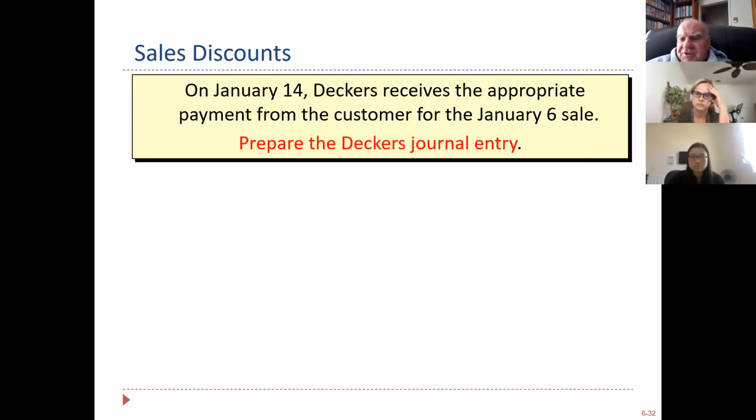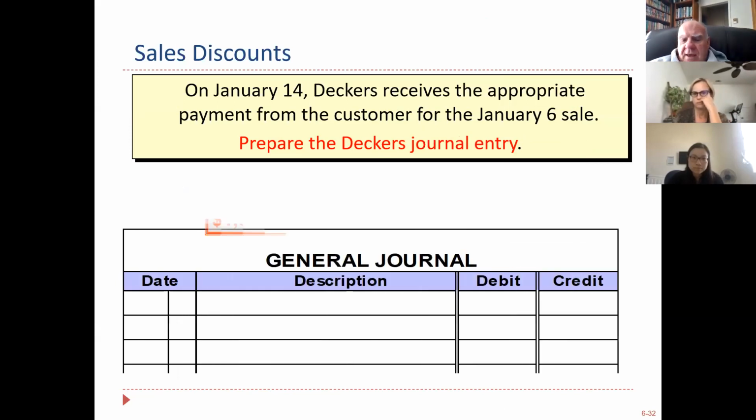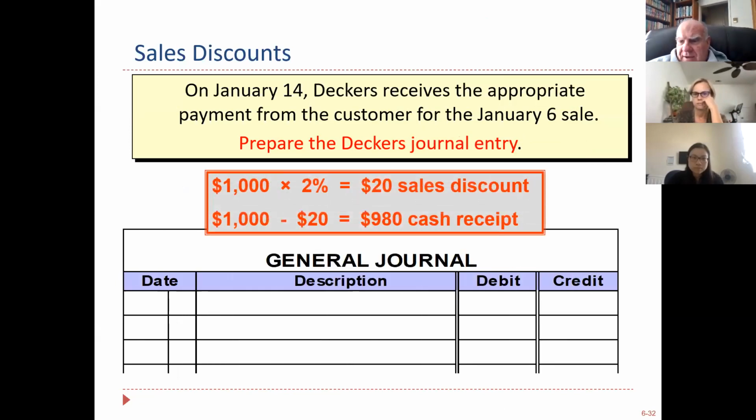Now he paid us on the 14th. He is allowed to take that discount. Again, what is the account you never debit? Sales. You never debit sales. And you never credit purchases. So take a look at the numbers.